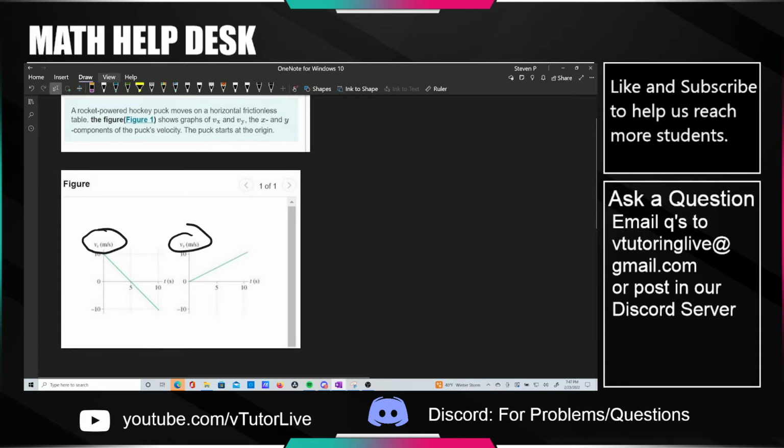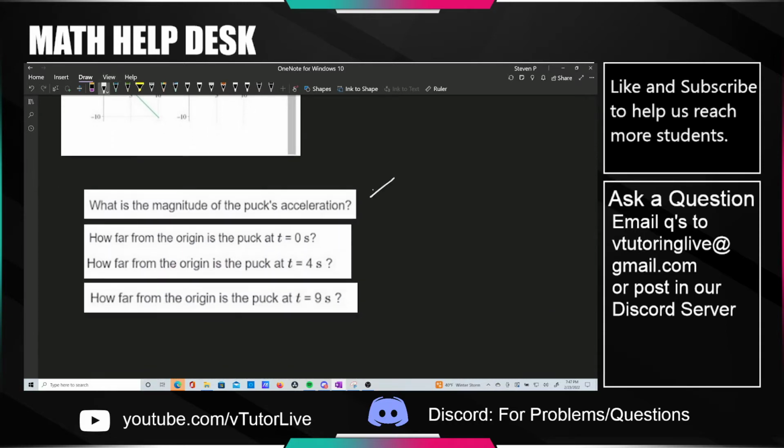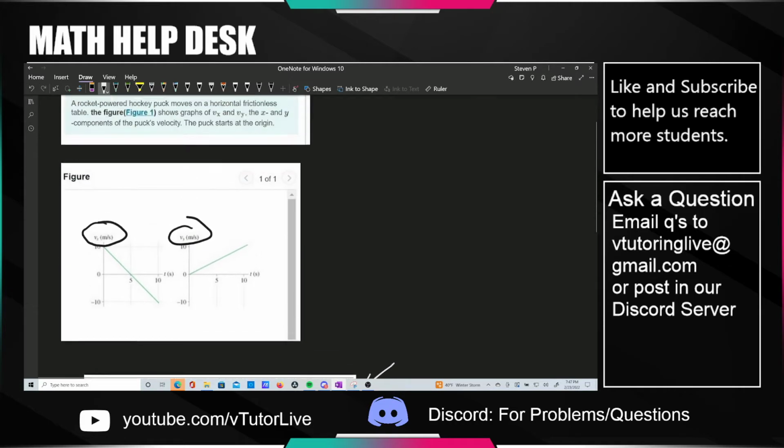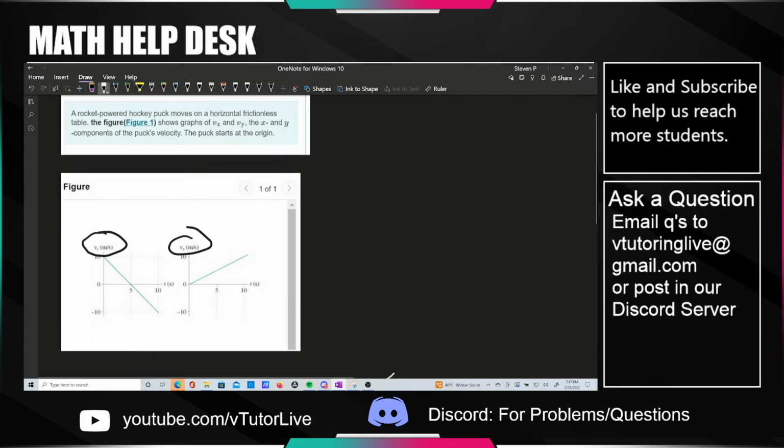So, okay, to answer questions like these, we're being asked what is the magnitude of the puck's acceleration? How far from the origin is it at various different times as well, right? And we're also told that the puck starts at the origin.